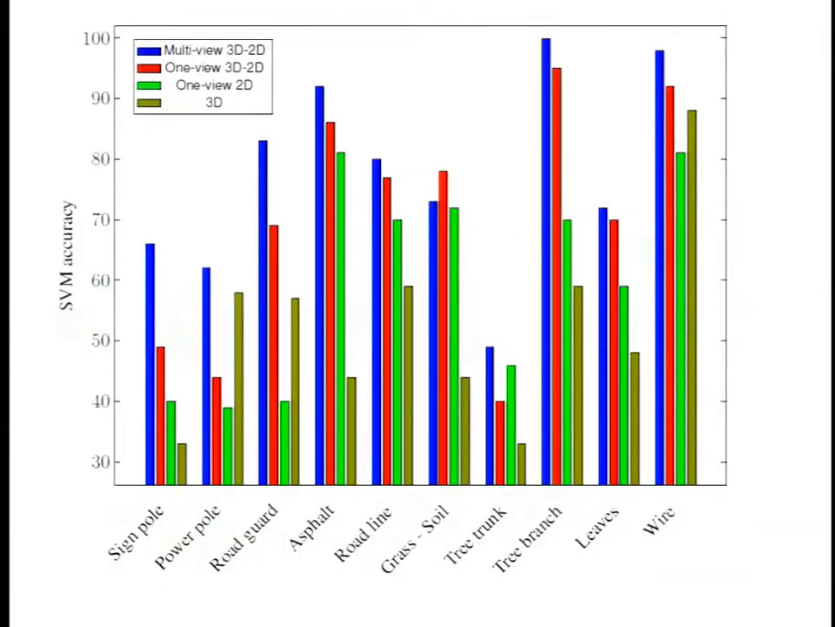Looking at the results, we see that obviously the multi-view approach is considerably better than the single view approach. But if we dig down a little bit into the statistics and look at the sign pole and the power pole classes, we see that they do particularly well as they are narrow classes, which is what we designed for.